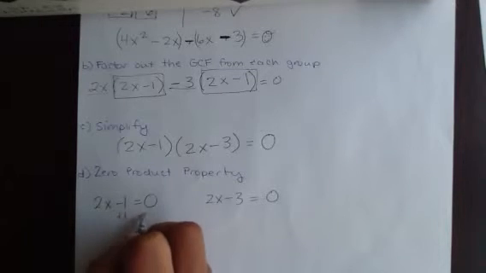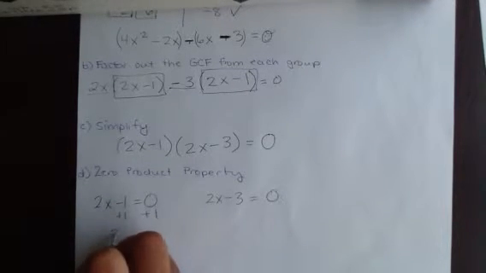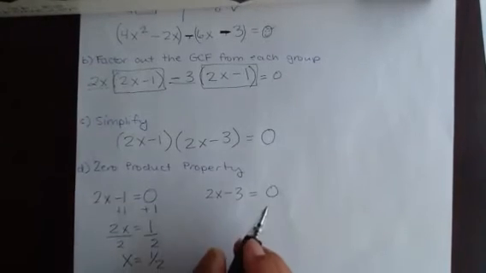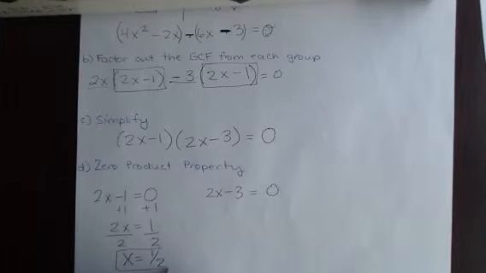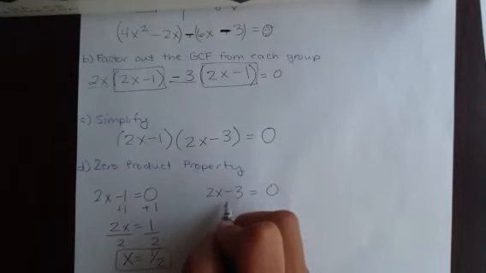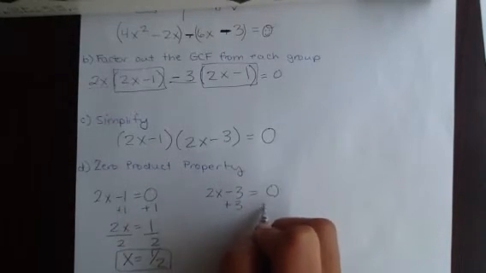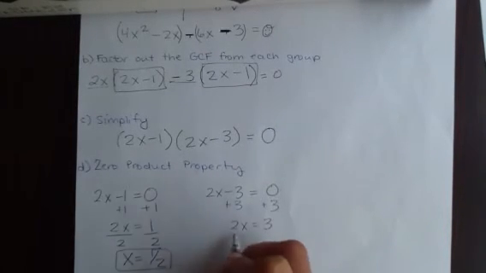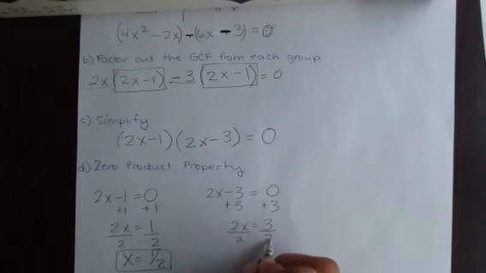We add 1 to both sides, and that gives us 2x is equal to 1. Then we divide by 2 to cancel out that multiplication, so we get x is equal to 1/2. So that's our first solution. For the second solution, I have to add 3 to both sides, which gives me 2x is equal to 3. Then I just divide both sides by 2. When I do that, I get that x is equal to 3/2.